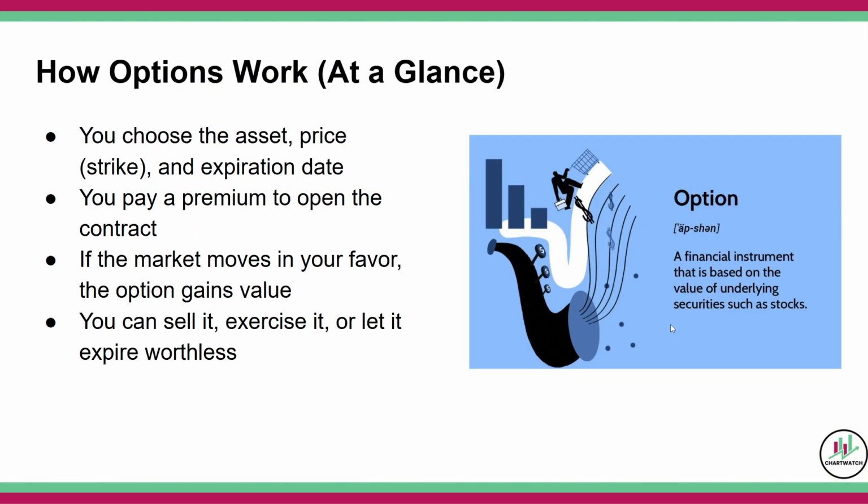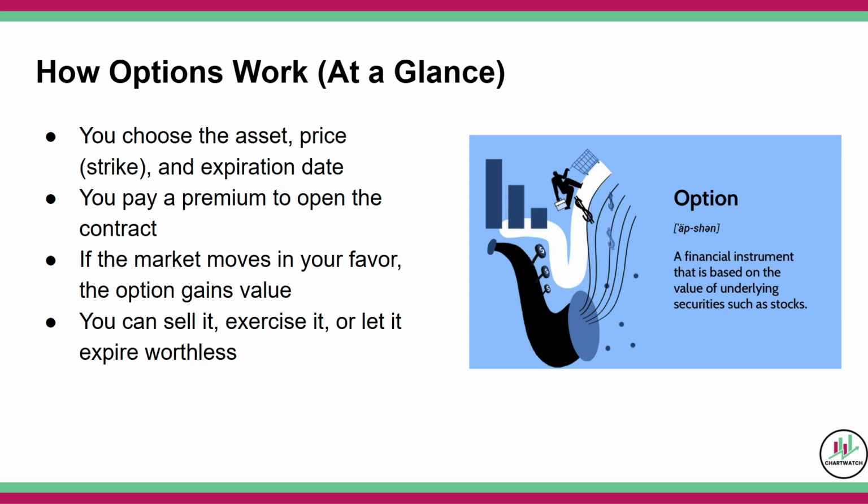So how options work, we're going to look at at a glance. When you buy an option, you're entering into a contract that gives you a specific right. But it's not random. You get to choose the exact terms of that contract, and you select three main things. The first thing you select is the underlying asset. This could be a stock like Apple, you could buy Apple options, an ETF like SPY, or even an index like the S&P 500, Dow Jones, NASDAQ, etc. Then you choose the strike price.